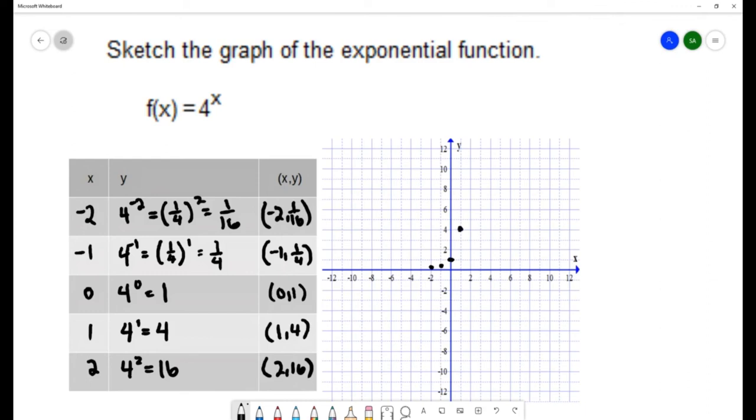16 sort of goes off my grid a little bit. And we can sketch this by connecting these points together. You can see that in this direction our y is going off to infinity, and in this direction our y will get closer and closer and closer to the x-axis without ever reaching it. That means that this exponential function has a horizontal asymptote at y equals 0. On this end of the graph, x is going to negative infinity and y is approaching 0.